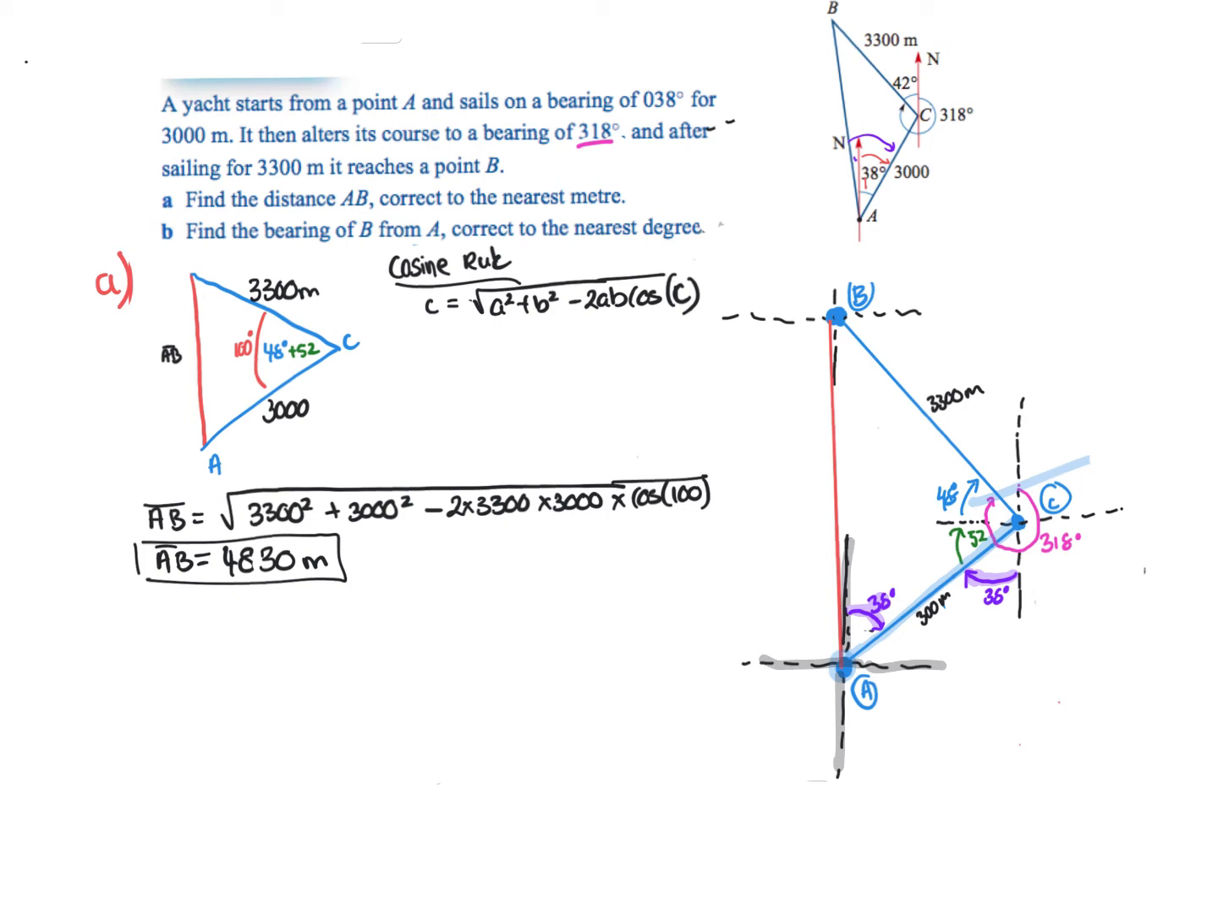Okay, it then changed and went on a bearing of 318 for 3,300 meters. Once it's at that point, it alters where it's traveling, so we'll draw a little compass, which I've shown you in the pink. This is the bearing of 318, measured from the north line all the way around, after sailing 3,300 meters.